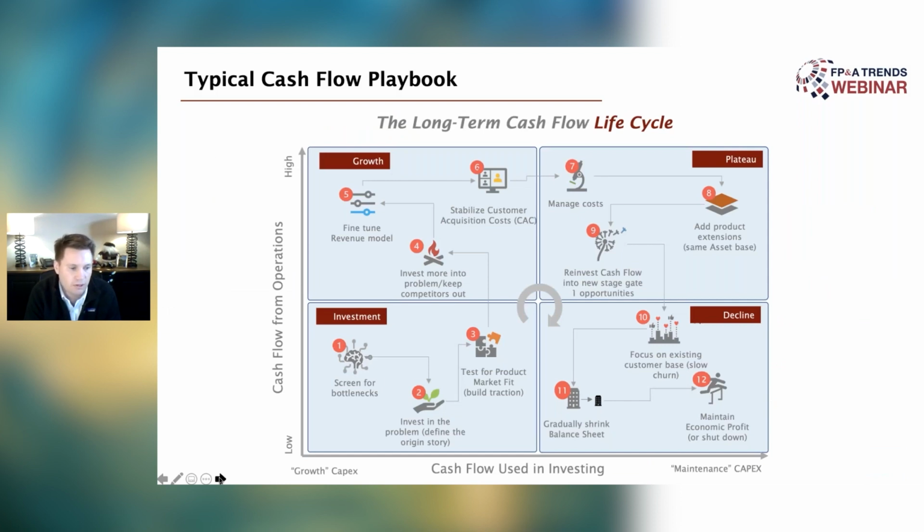So what you'll see here on the matrix is we've got a cash flow statement, right? So we have cash flow from operations on the left, which is measured by low and high. So low could be negative cash flow from operations. High is obviously very positive, good cash flow from operations.